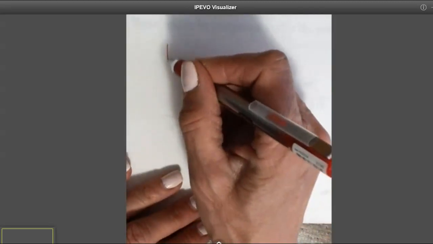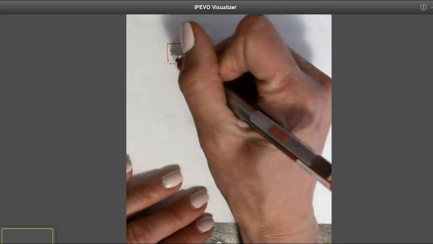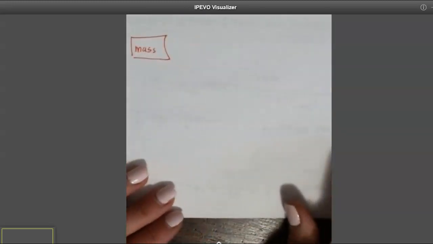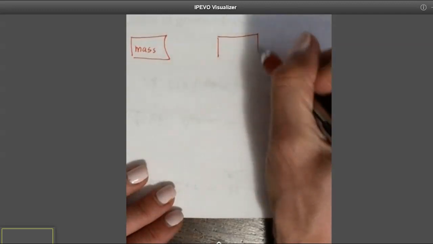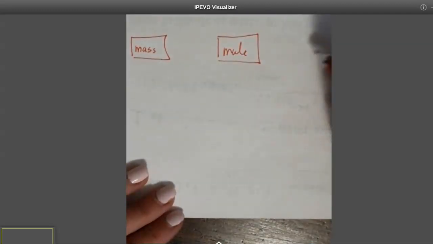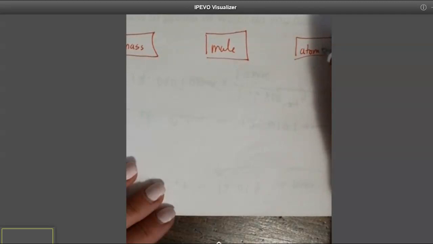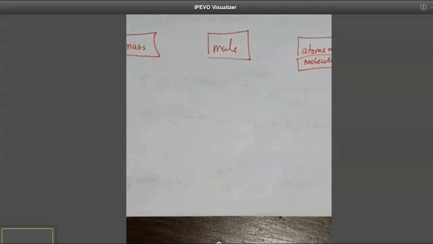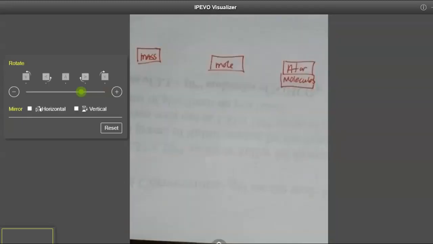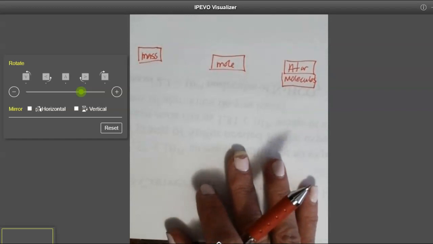So let me start by telling you, in mole conversions, the best way to think of this is you've got 3 cities. You've got your mass city, you have your mole city, and you have your atoms or molecules city. So we've got 3 cities here. The only way to get from city to city is to take certain highways.